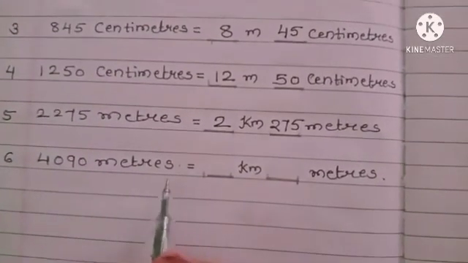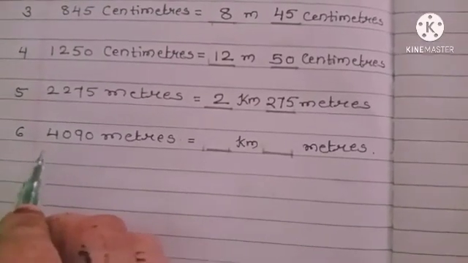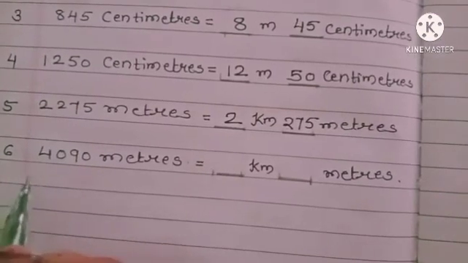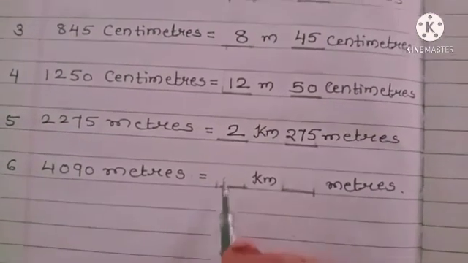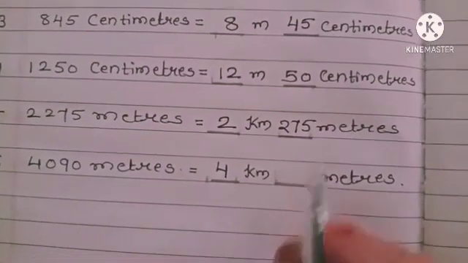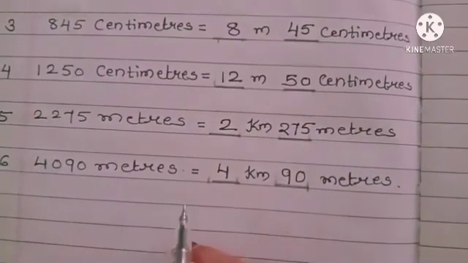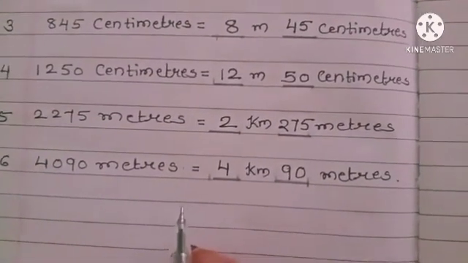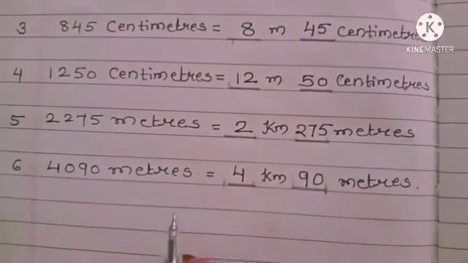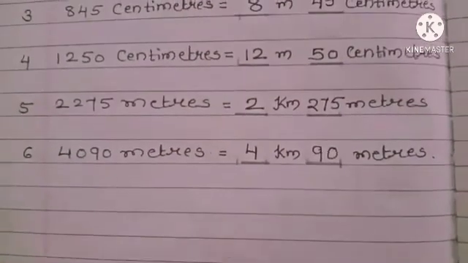And sixth one is given 4090 meters. So in this also, if we separate this, it will be 4000 meters plus 90 meters. So 4000 meters means how many kilometers? 4 kilometers. So write down 4 kilometers and 90 meters. So in this way you have to separate this into meters, centimeters, kilometers, meters like this. So write down in neat and clean handwriting.